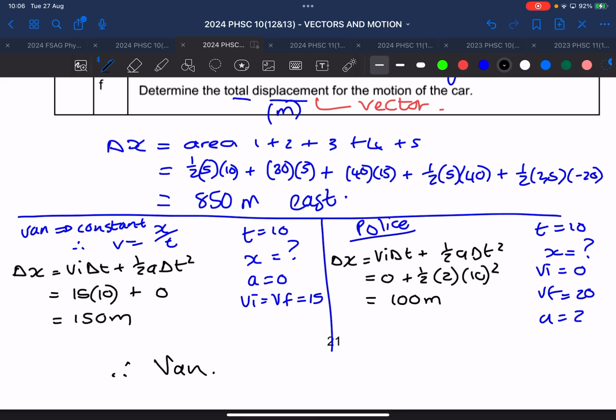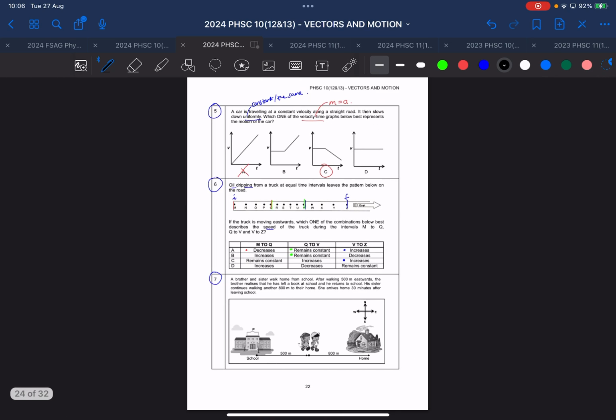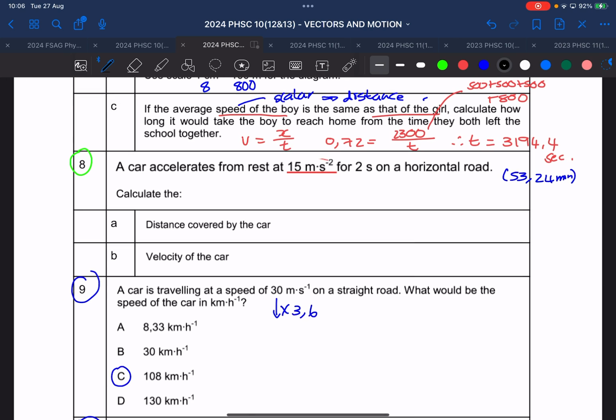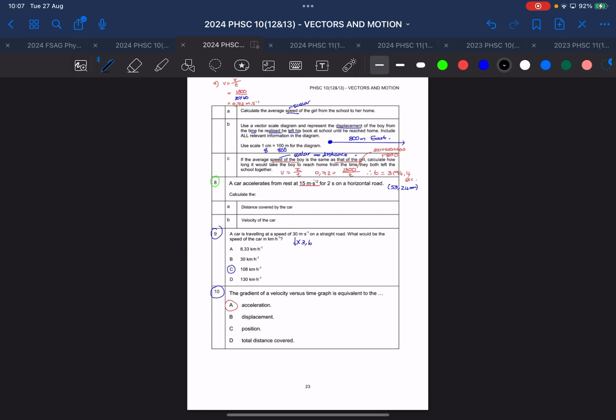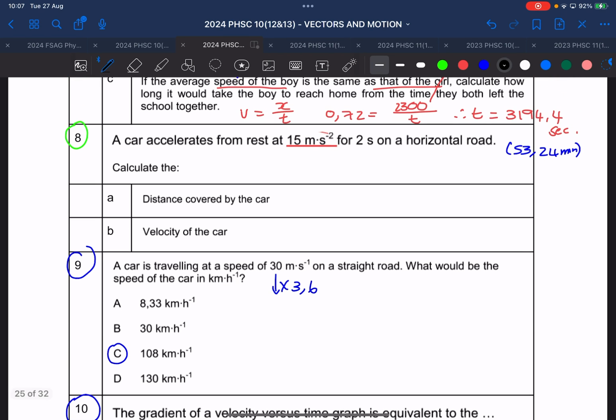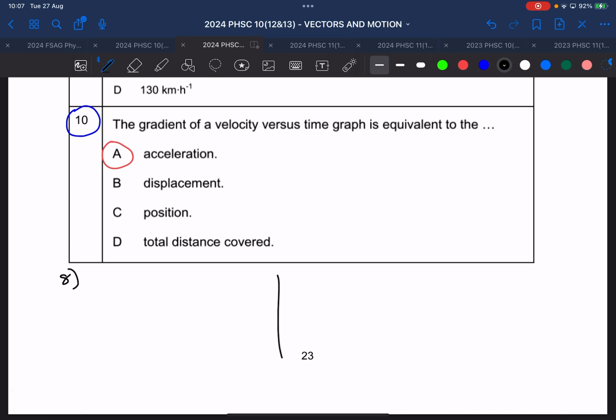Sharp? Alright. Then you had to do question 8. It says that a car accelerates from rest at 15 meters per second squared for 2 seconds on a horizontal road. Calculate that. Okay. So at question 8, calculate the distance covered. So they want the distance.